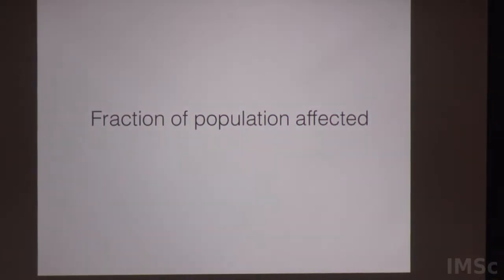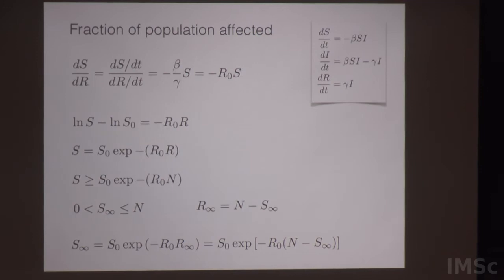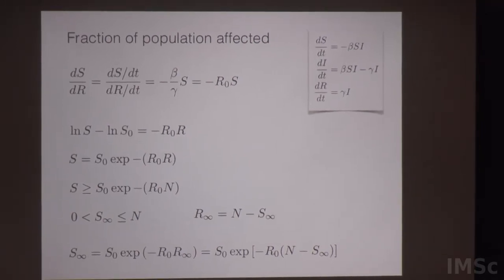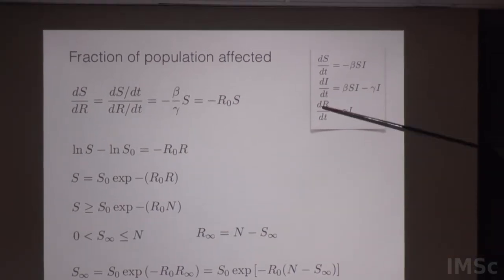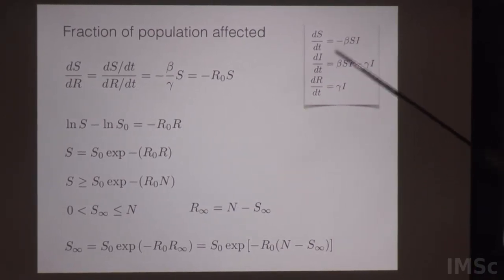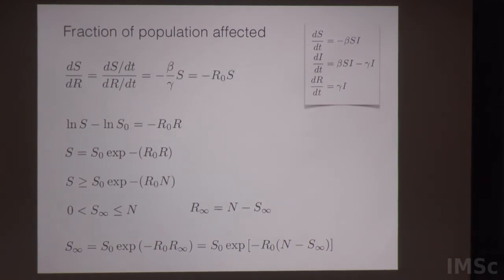All right. Since we are clear about that, let us now try to understand the fraction of the population that is affected by a disease. So let us try this old trick of dividing one variable by the other. Let us divide dS/dt by dR/dt. So it is dividing this by this. That gives me beta by gamma times S, because the I's cancel inside, which is minus R naught times S. Okay. I can now integrate this equation.